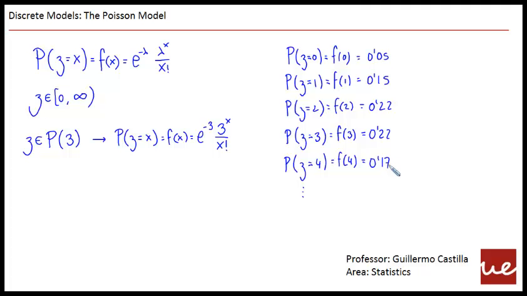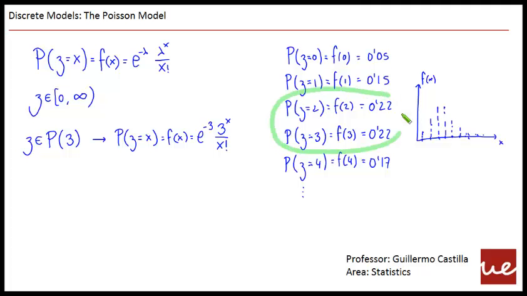So as you can see here, the probability of 0 is 0.05, the probability of 1 is 0.15, the probability of 2 is 0.22, the probability of 3 is 0.22, and then the probability of 4 is 0.17. This, of course, makes quite a lot of sense, because if usually there are 3 cars per minute, in a minute the most probable thing that will happen is that there are 2 or 3 cars approximately. The probability of there being 1 or 4 cars is less probable, okay, because usually there's 3. And the probability of there being no cars is even less probable.